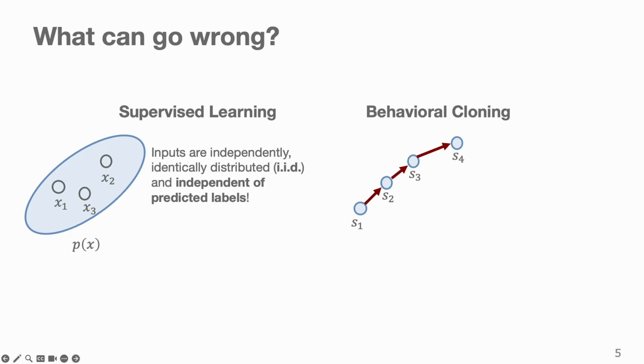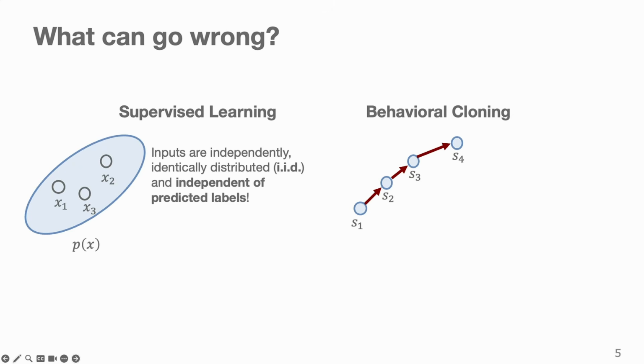image B, right? And now in behavior cloning, things are a little bit different because this IID assumption doesn't really hold. So let's say that we have this trajectory over here with these 4 states and these actions that connect them.